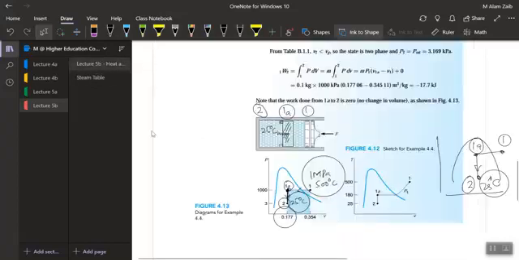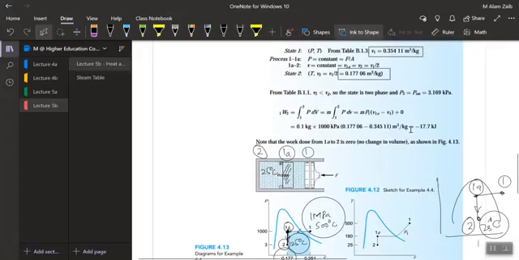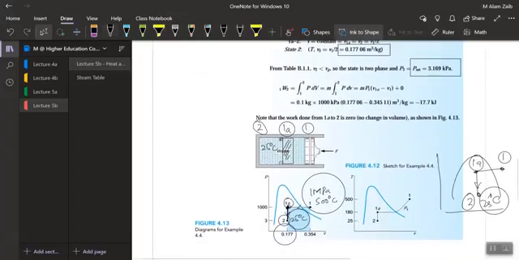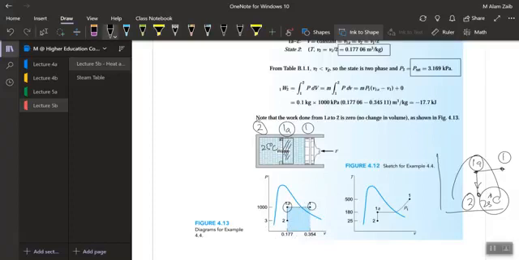So that means our P2, the pressure at state 2, is equal to the saturation pressure, which is equal to 3.169 kilopascal. Now, we need to find the work done from process 1 to the final state 2. Going from 1 to 1A, this is a constant pressure process, and from 1A to 2, it's a constant volume process.